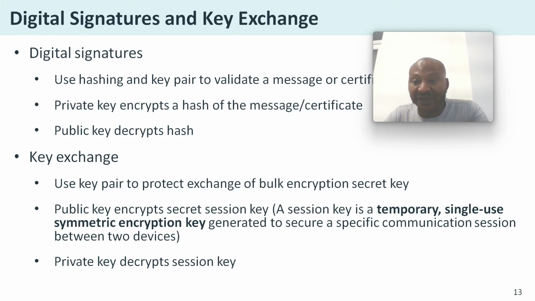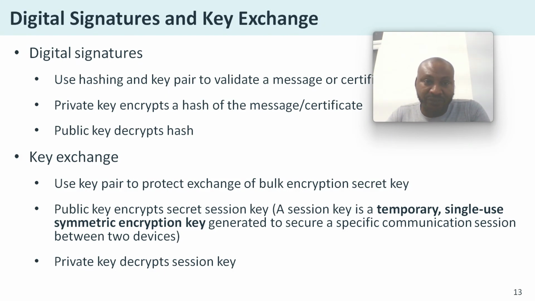To validate a message or certificate, we use what we call encryption. Again, I said we're talking about hashing and what? Encryption. Encryption uses a key. We'll talk about key pairs, public and private keys. That's encryption. Why? Because in a digital signature, hashing and encryption are both being used.